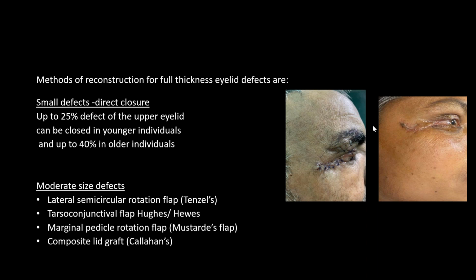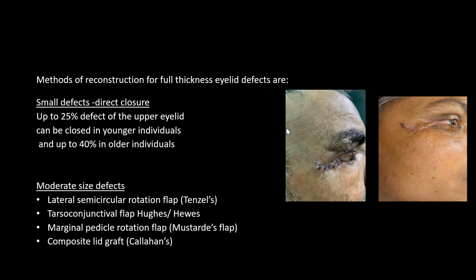If the defects are only up to 25% or 30% in young people, you can directly resect it and close the lid, just suture the two ends together. Because older patients have slightly lax lids, even if the defects are up to 40%, the lids will be able to approximate because they are lax.